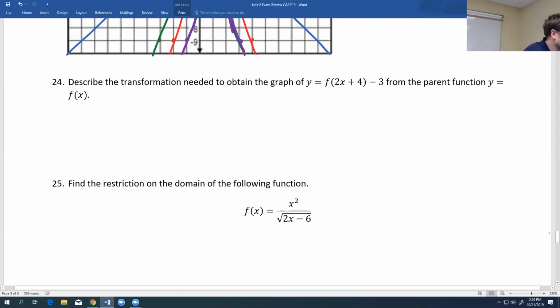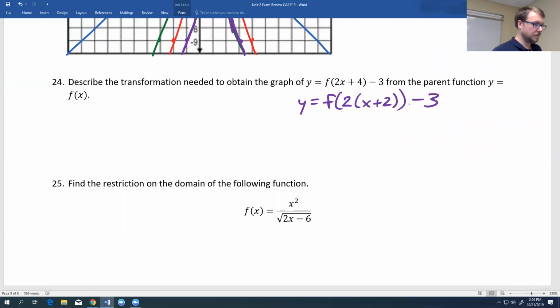Describe the transformation needed to obtain the graph of y equals f of 2x plus 4, all minus 3, from the parent function y equals f of x. I feel like we're experts at this by now, right? But if they give you something complicated inside the function, what you need to do first is factor that leading term off of the x and everything else inside, so that you get f of 2 times the quantity x plus 2, all minus 3.